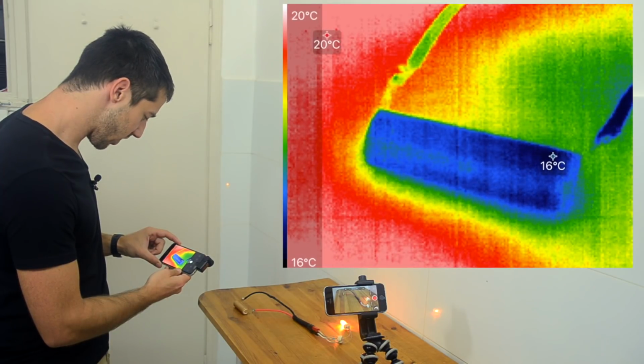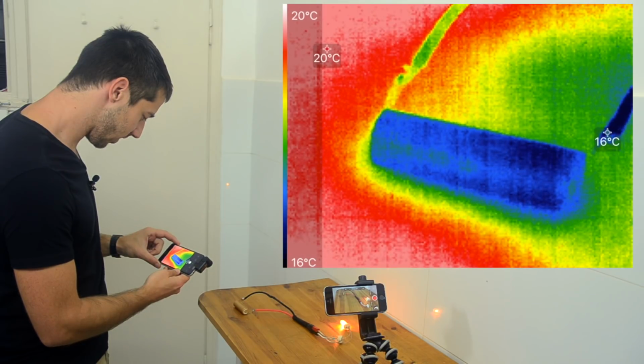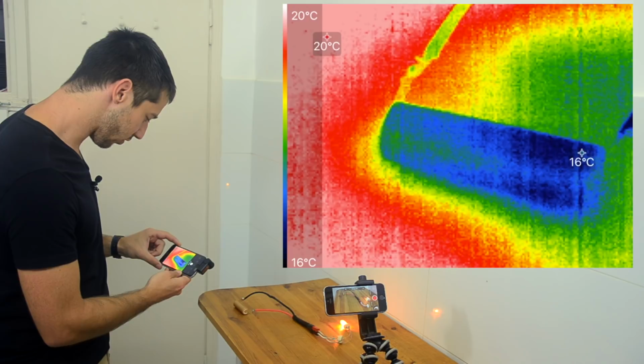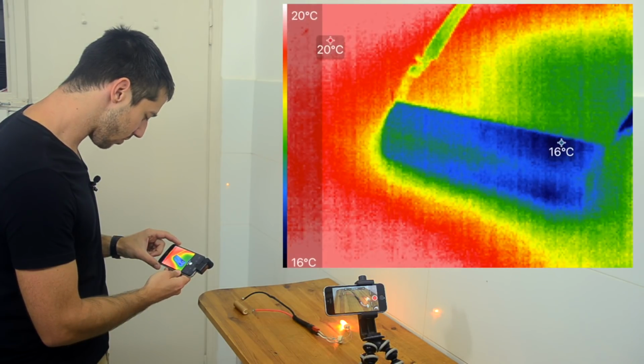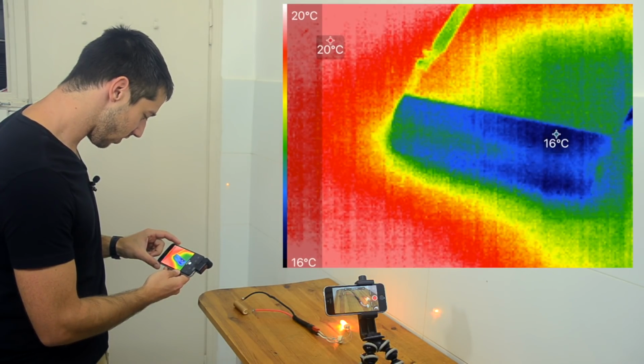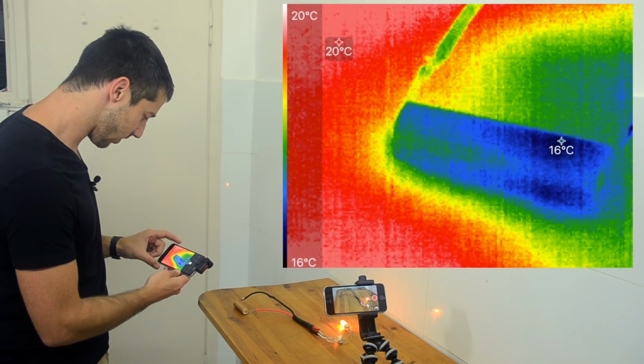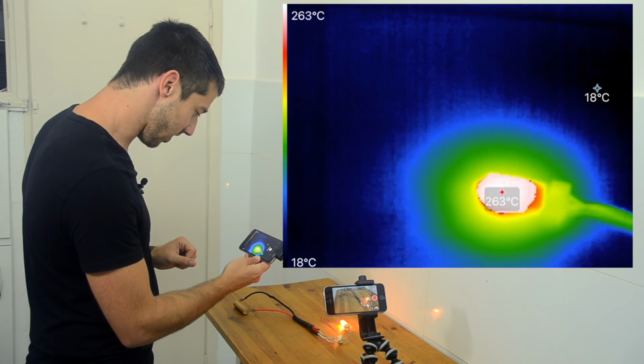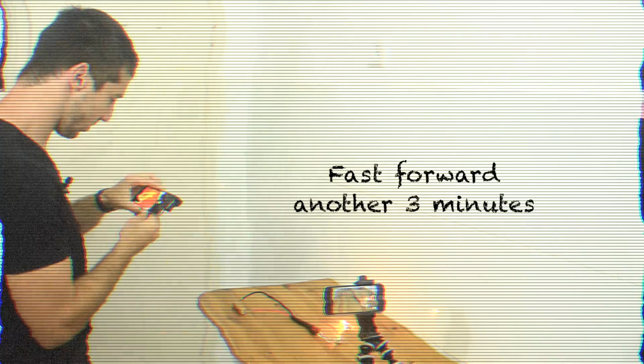All right, now it's only been a few minutes, but we're already down to about 16C from a starting temperature of about 20C. So we're already seeing the temperature dropping in the cell during the discharge. That is crazy. Let's go back and check the bulb. Oh yeah, the bulb's at 260C. All right, so we're definitely getting a good discharge here.